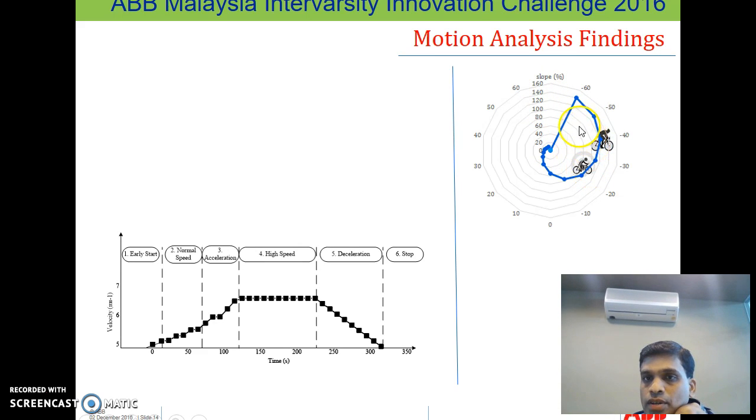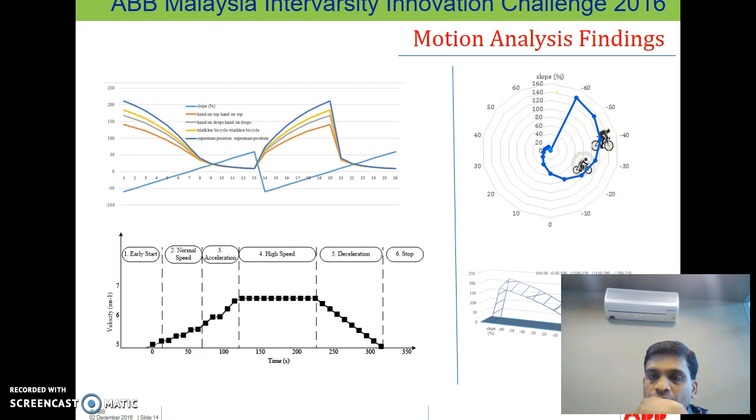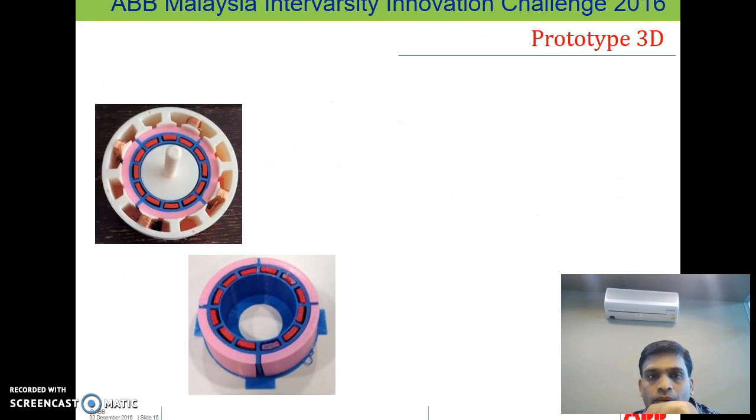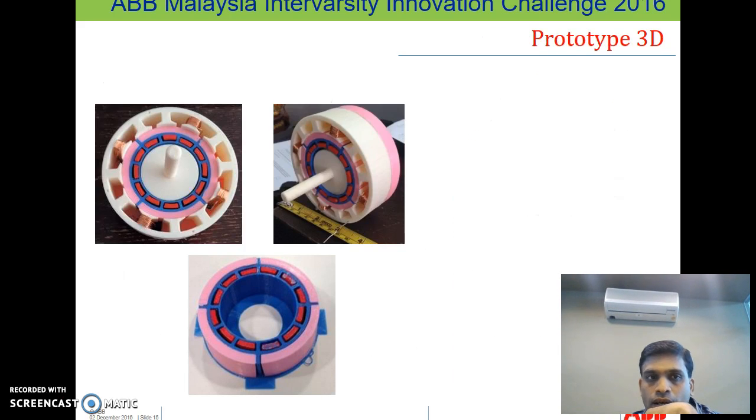That means, for example, the conventional one can handle a slope of 80% only. The proposed one can go up to 140% at the slope. So what we can conclude from here is that the proposed machine has better performance, particularly when it is moving up and down the slope. Then we developed the prototype in the lab using 3D printing. This is just to show the actual figure.